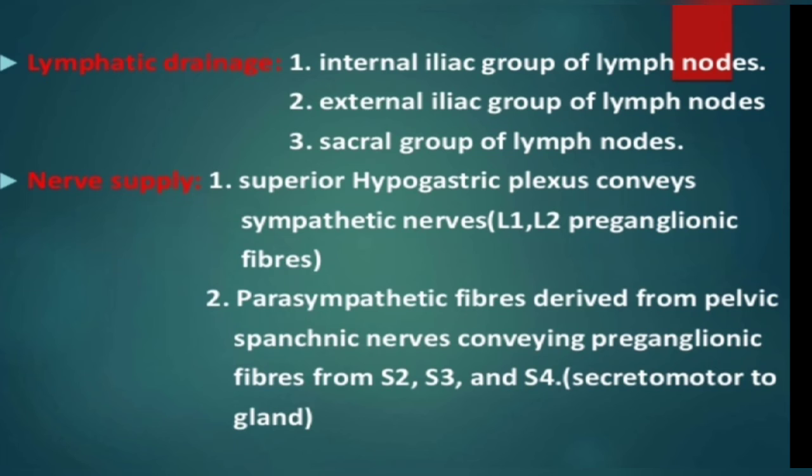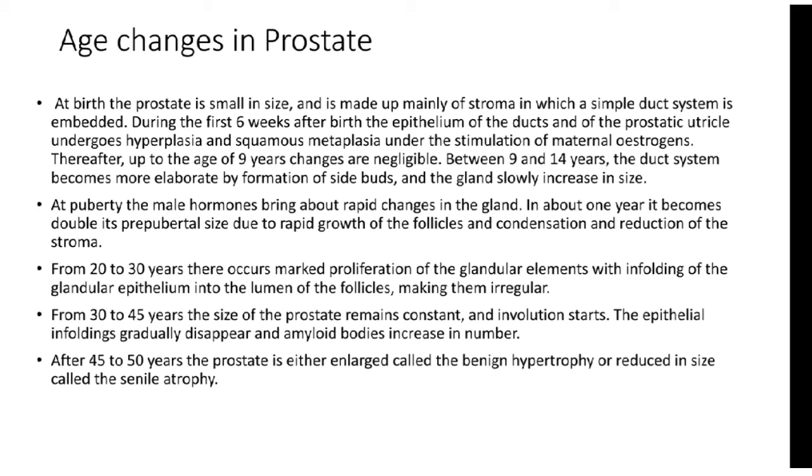Lymphatic drainage: internal iliac group of lymph nodes, external iliac group of lymph nodes and sacral group of lymph nodes. Nerve supply: the superior hypogastric plexus conveys sympathetic nerves. Parasympathetic fibers derive from the pelvic splanchnic nerves, conveying preganglionic fibers from S2, S3 and S4.